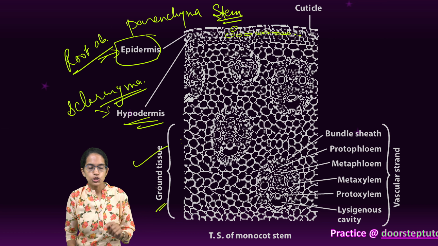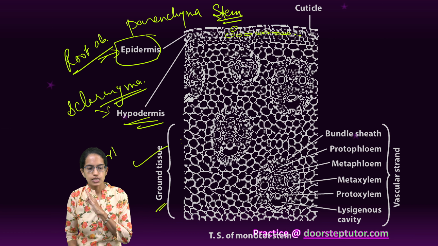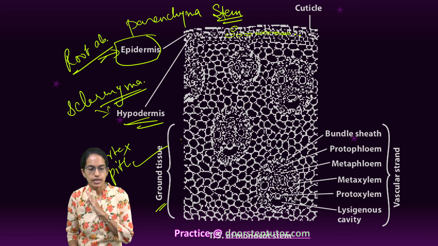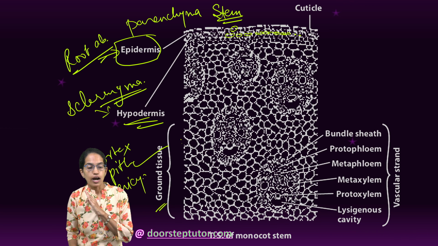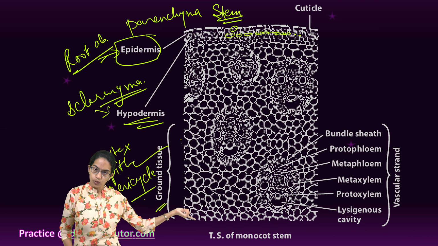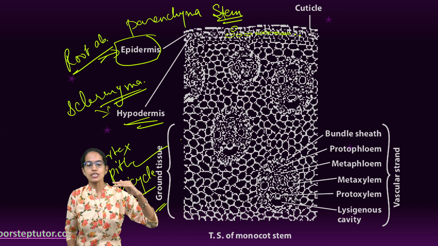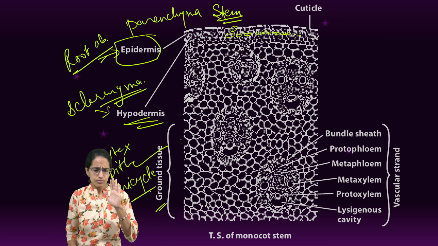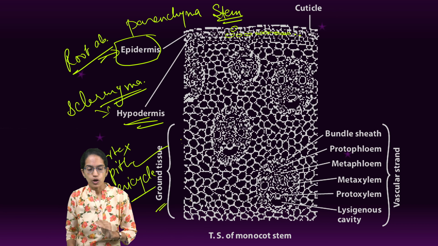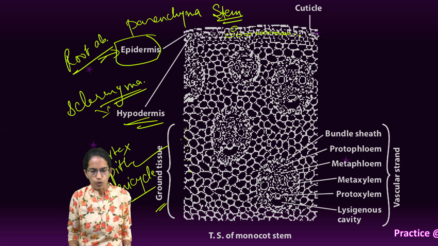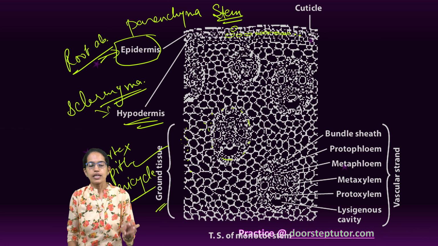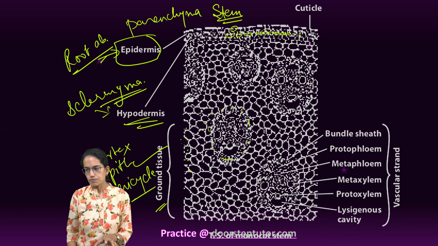But the ground tissue here, there is no differentiation between cortex, pith, pericycle, unlike the monocot root where you have differentiated pith, cortex and pericycle. So, in the case of monocot stem, there is no differentiation. The outer cells are smaller. As you move towards the center, the cells get bigger. Okay, there is a lot of intercellular spaces.